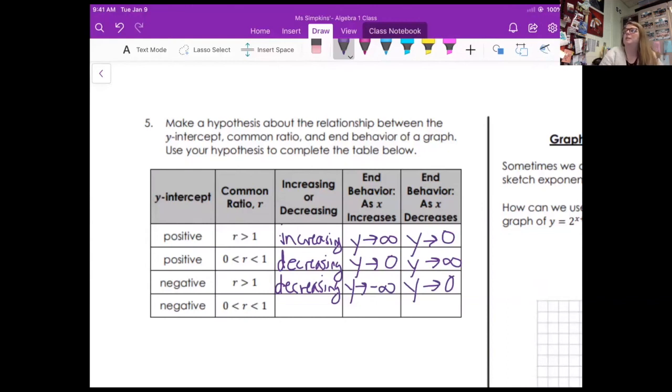All right, and then the last option is going to be the exact opposite of the third option. So it's going to be increasing. And then my end behavior switched. So my right-hand side was going to 0, and my left-hand side was going towards -infinity. And that was the fourth graph that we made.